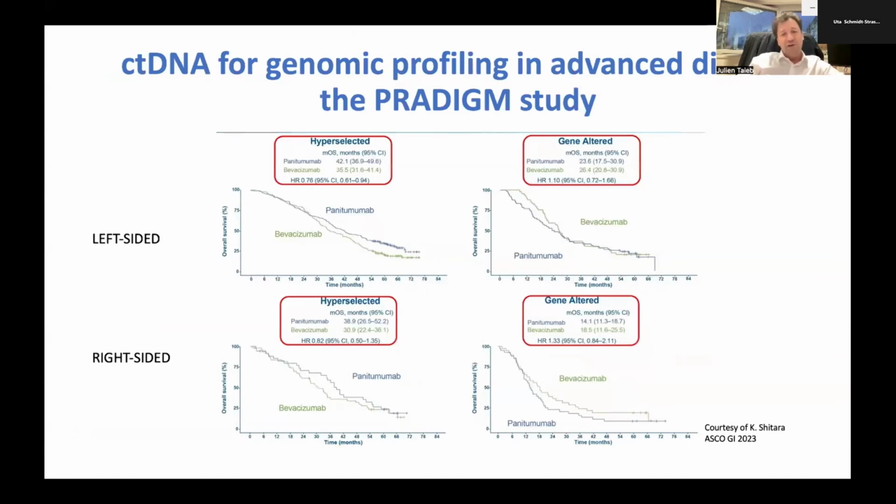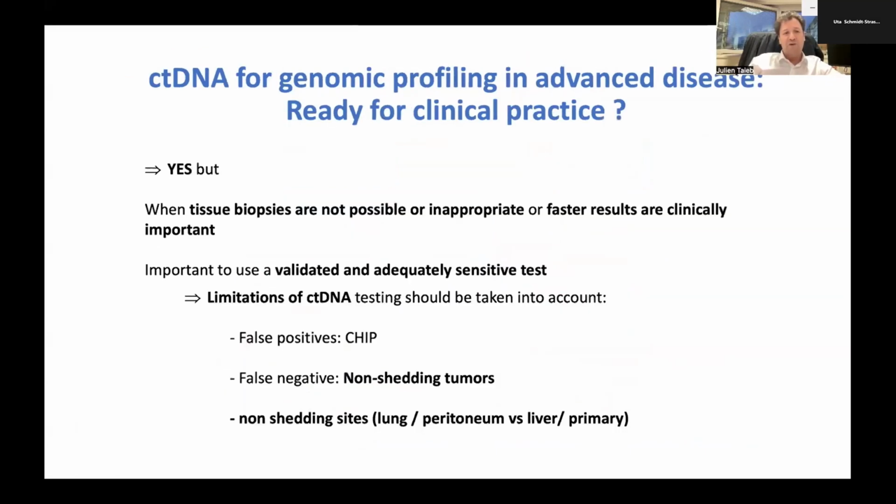So it is very interesting to see that, and also that if you go to a hyperselection of genes by ctDNA, you can have a somewhat different result, showing, for example, that for left and right-sided patients, hyperselected and non-mutant for every resistance mutation to EGFR inhibitors, panitumumab was doing better than bevacizumab in both cases, and especially in right-sided tumors. So very interesting results that we have to follow, and new data are going to come on that topic in the future.